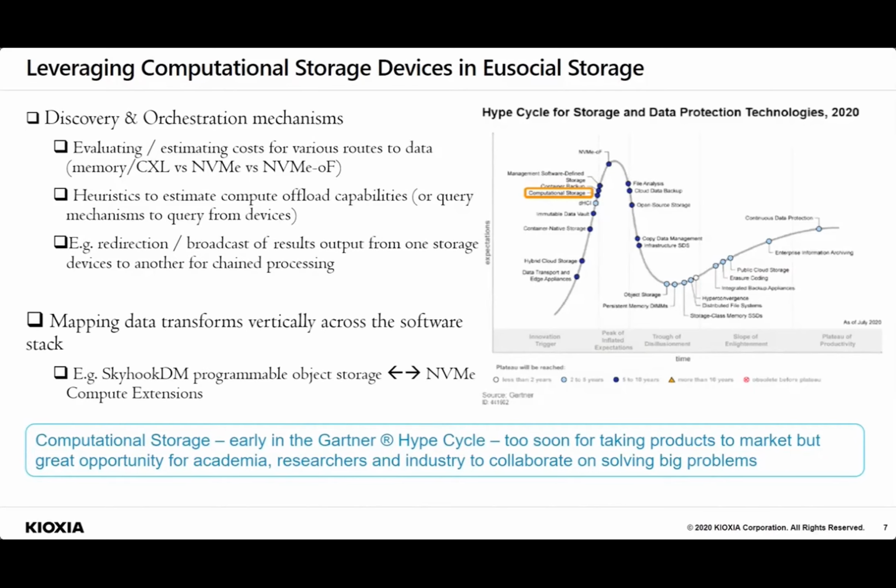Secondly, data plane transformations can be mapped from abstract APIs or object class functions to these lower level NVMe command set extensions. For example, using the NVMe compute extensions to enhance the Skyhook DM programmable object storage functions. Such mappings would allow higher level data transformation frameworks to perform the offload in an energy or bandwidth efficient fashion.